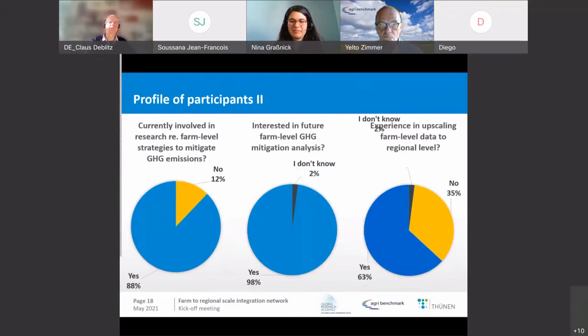We are happy to see that most of you are already involved in research regarding farm level strategies and also open for future projects on this topic. Also, two thirds of registered participants already have experience in upscaling farm level data to regional level, which shows a high potential for continued work on that topic in this network. This was a quick summary of the profile of our participants.